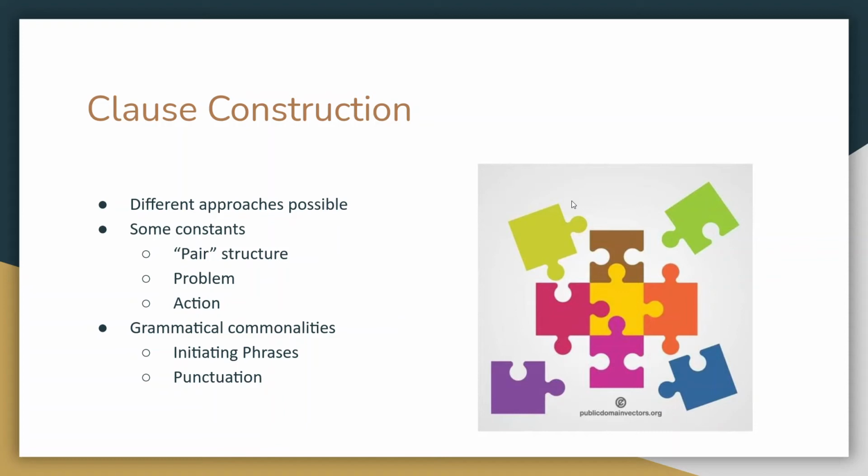There are also some grammatical elements that are the same for each clause. All preambles should end with a comma, while all operative clauses should end with a semicolon except the last clause, which ends in a period, or an operative clause that has subclauses, in which case the operative clause should end in a colon and each subclause should end in a semicolon.